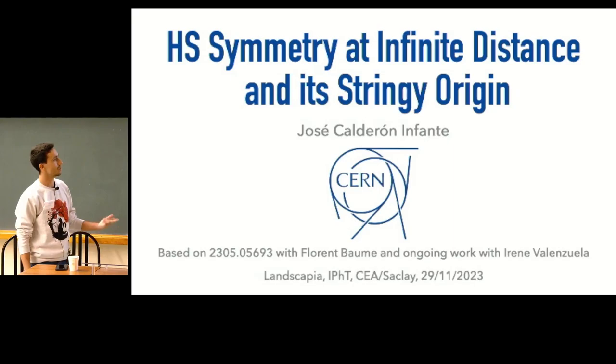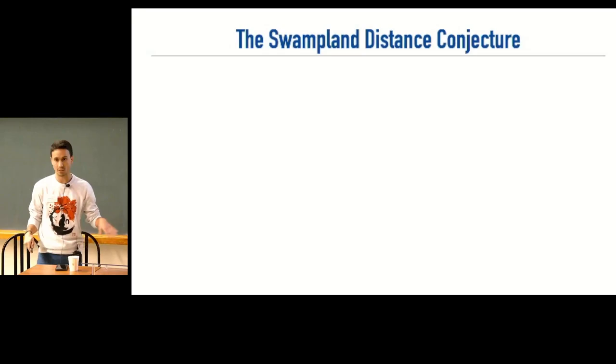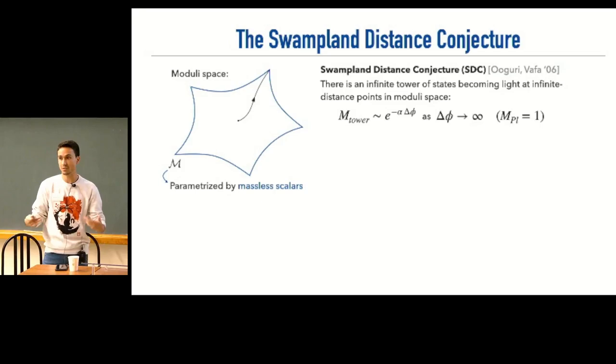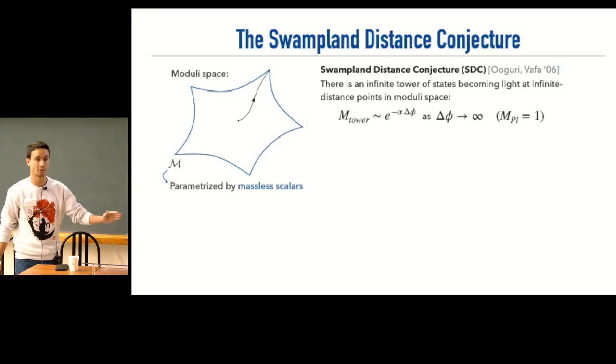So let me start with some motivation. I'm going to introduce very quickly the Swampland distance conjecture, which is very well known to us. This conjecture is about the moduli space of the theory as parameterized by the VEVs of massless scalars. The conjecture says that if I start at some point here and then go geodesically to infinite distance, I will always find a tower of states, an infinite number of states, that will become exponentially massless as I explore the infinite distance limit.